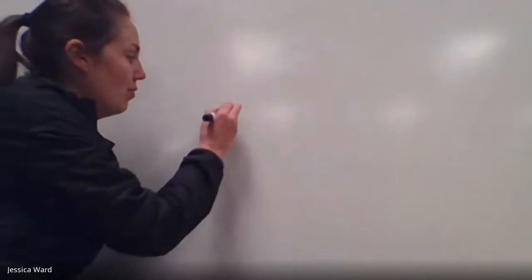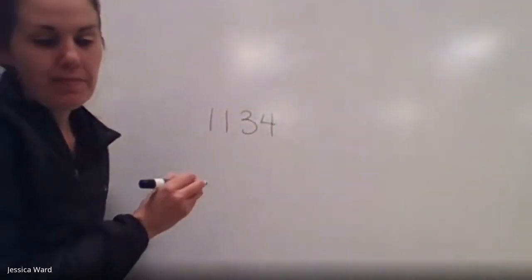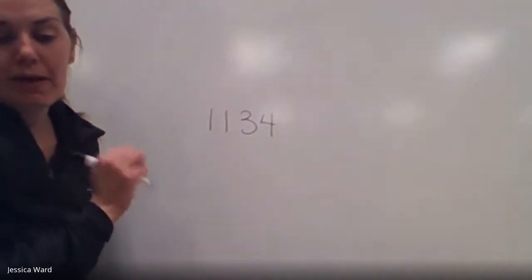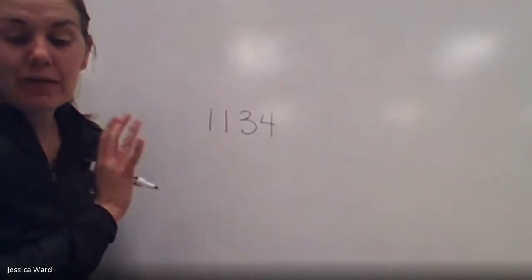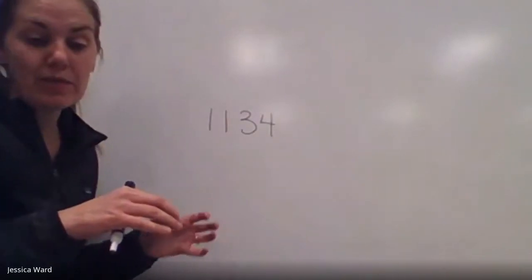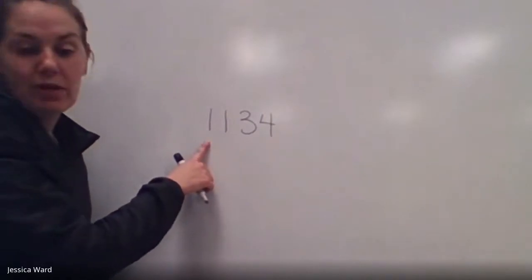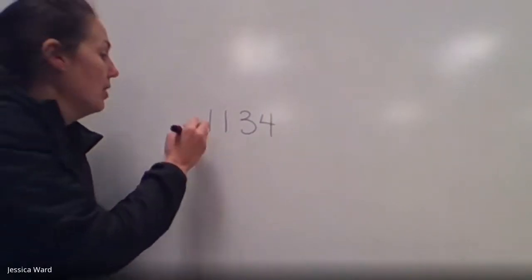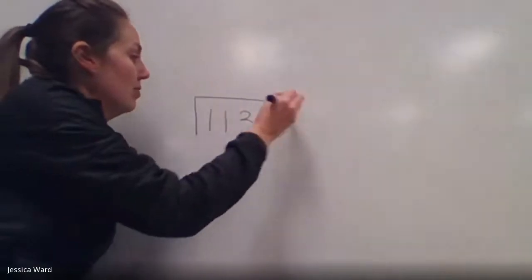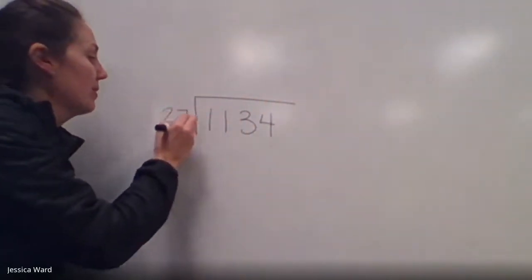So number 9, Carlos has 1,134 pennies. He puts an equal number of pennies into 27 different glass jars. So he's breaking up his pennies into 27 groups. How many pennies are in each jar? So we started with 1,134. That's our dividend. Our divisor is 27.